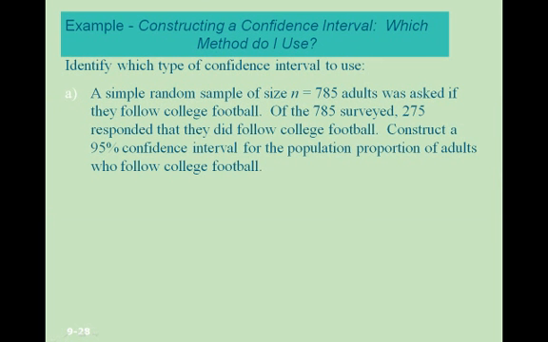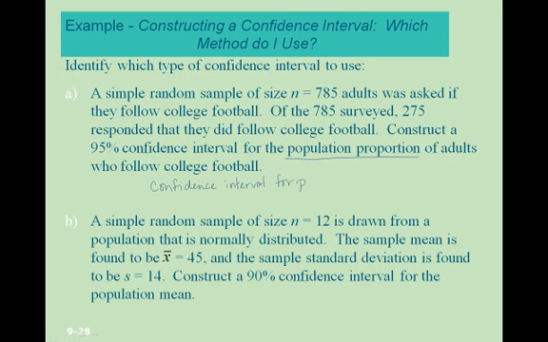So in this example, we want to identify which type of confidence interval to use. First, a simple random sample of size n equals 785 adults was asked if they follow college football. Of the 785 surveyed, 275 responded that they did follow college football. Construct a 95% confidence interval for the population proportion of adults who follow college football. Here we see that we're looking at a confidence interval for the proportion. So we're going to do a confidence interval for p.